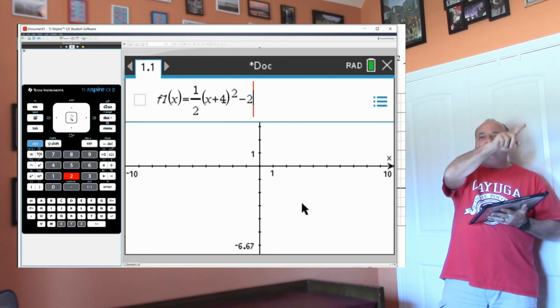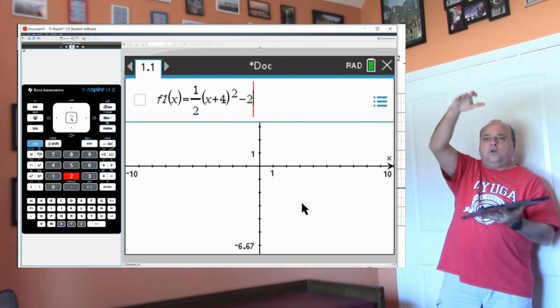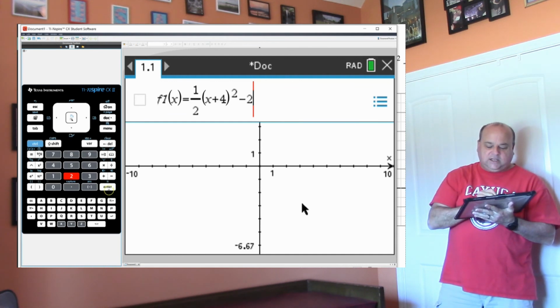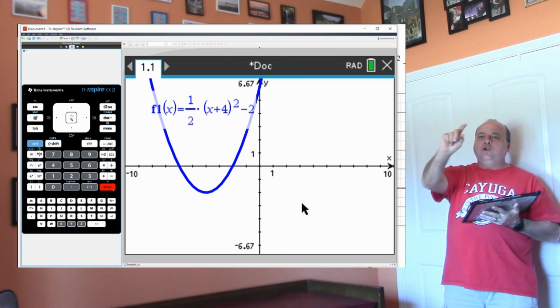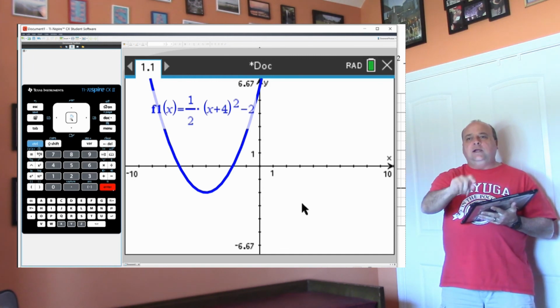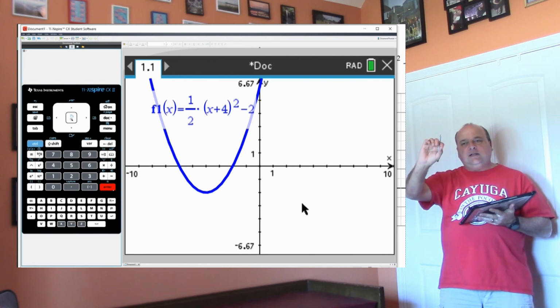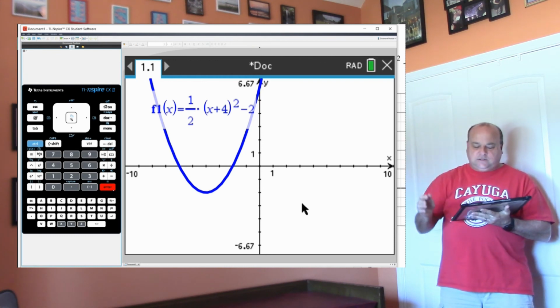Now then, when we graph this, it's going to be wider. It's going to be vertically smashed or vertically compressed. So we hit enter and notice it's wider. The smaller you make a, the wider and wider it gets. The closer you get to 0, the flatter the curve gets, okay?